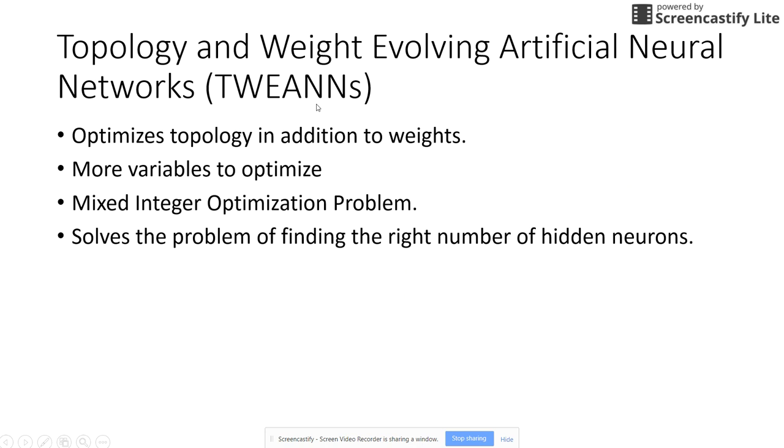So let's again come back to the neural network training. Since we determined that the weights and the layers also need to be optimized, and that also determines the quality. Topology and weight evolving neural networks are already present in most standard literature. They optimize topology in addition to weights, but this creates more variables to optimize. And then there is also a mixed integer optimization problem because you have to optimize whether there is presence or absence of the links. However, this solves the problem of finding the right number of hidden neurons.